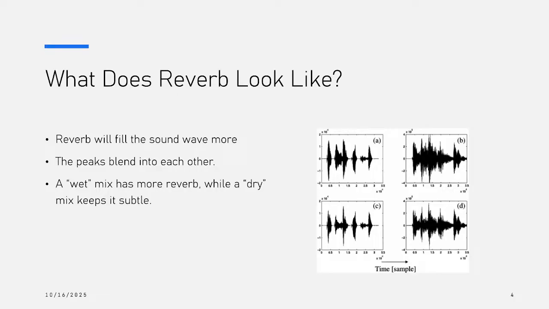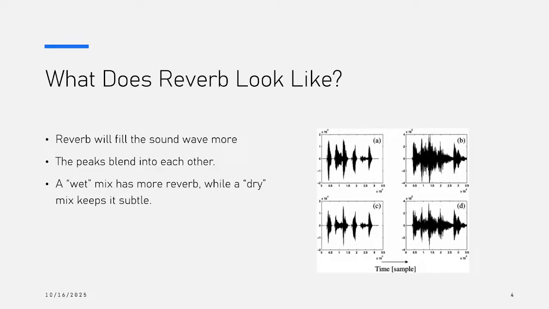A wet sound wave, one with reverb, extends over time. The main peak is followed by a long tapering tail where the amplitude gradually decreases instead of stopping suddenly. The waveform looks denser and more filled because of the overlapping reflections.